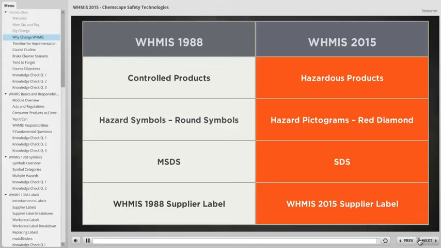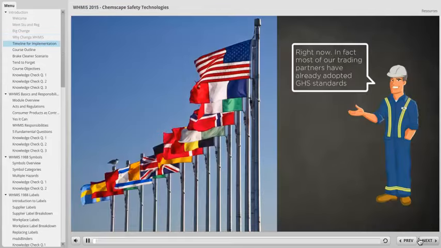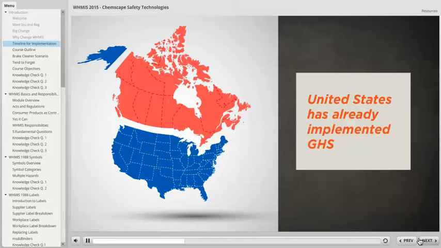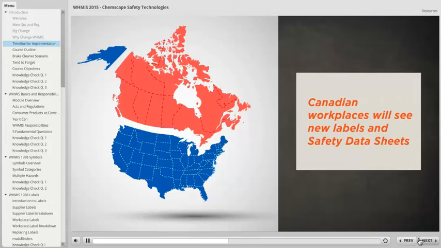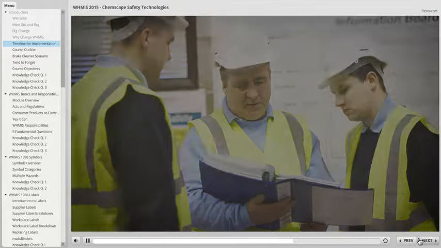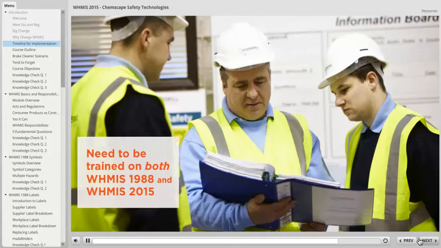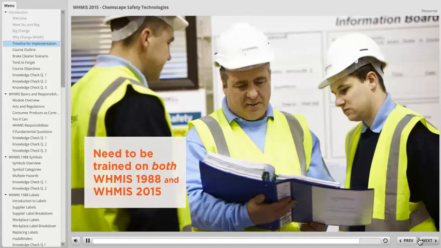When is all this change happening? Right now. In fact, most of our trading partners have already adopted GHS standards. Canada is actually one of the last countries to do so. Our biggest trading partner, the United States, has already implemented GHS with a deadline of June 2015 for compliance. That means Canadian workplaces will see new labels and safety data sheets entering their work sites if they receive chemical products from U.S. suppliers. We may see labels and symbols from both WHMIS systems or see SDSs and MSDSs in the workplace. That's why we need to be trained during this transition phase on both WHMIS 1988 and WHMIS 2015.